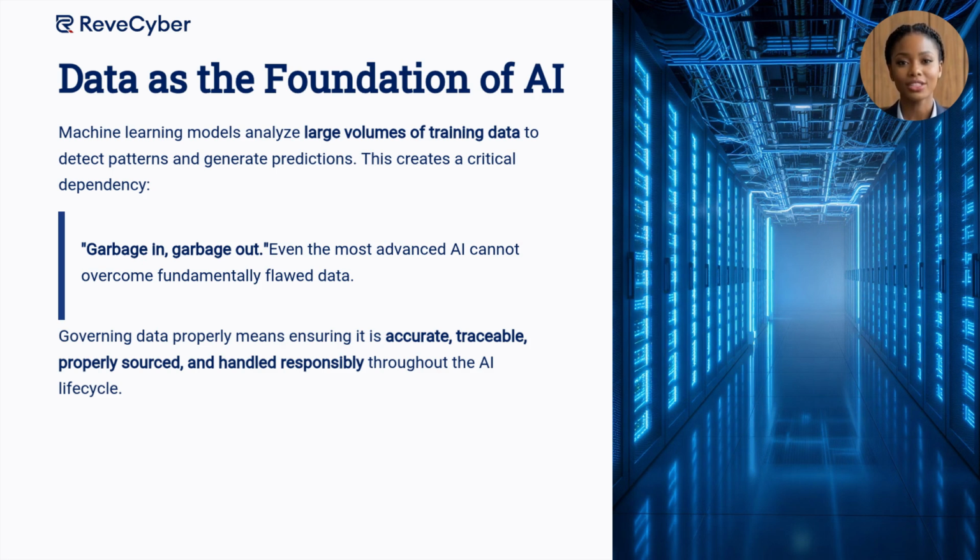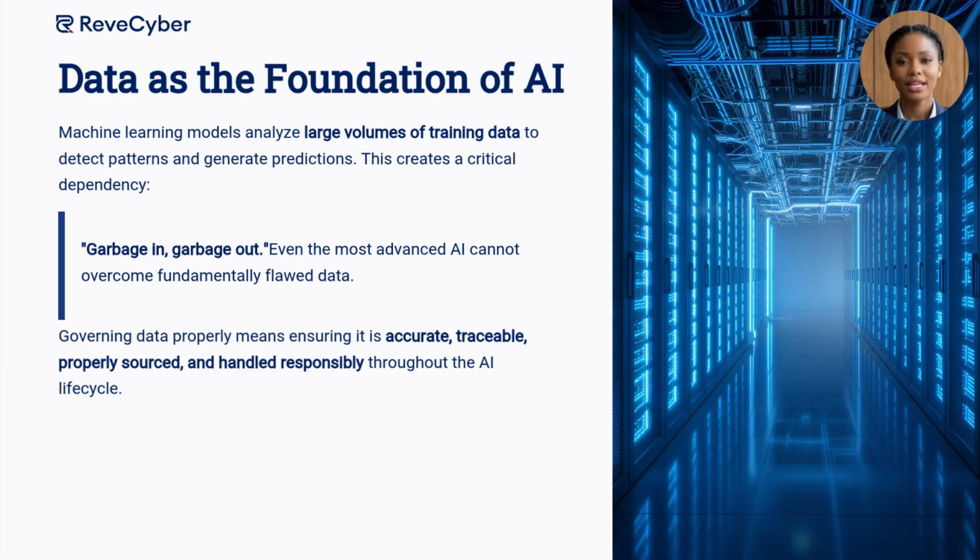The quality of the data directly determines the quality of the AI system. If the data used to train a model is accurate, representative, and well-structured, the model is much more likely to perform reliably when it encounters new data. But if the training data contains errors, inconsistencies, or hidden biases, the AI system will almost certainly learn those flaws and reproduce them in its outputs.